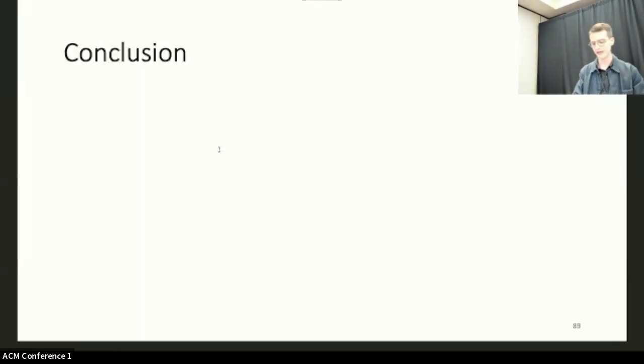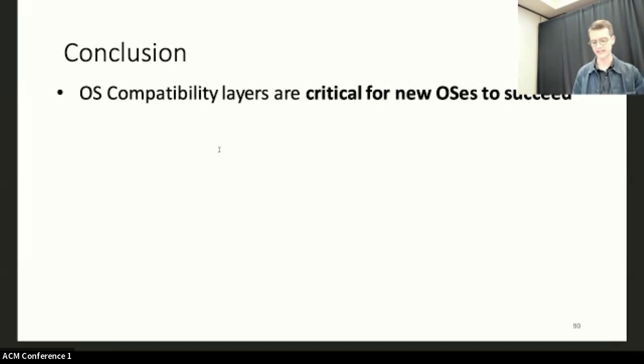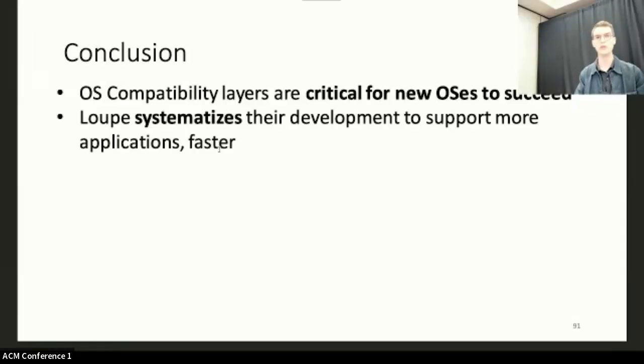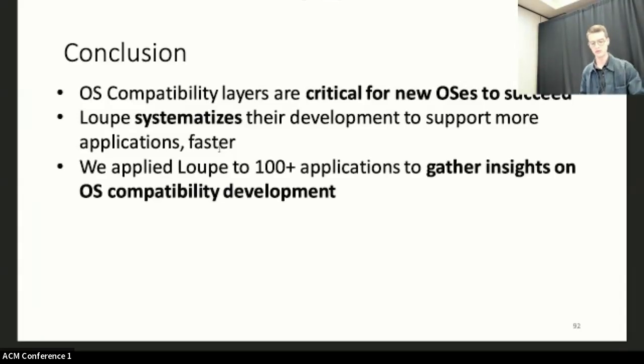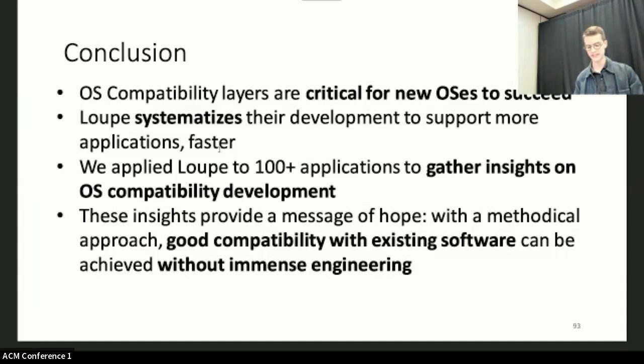To conclude, OS compatibility layers are essential for new OSs to thrive, but the current approach to develop them is inefficient and ad hoc. Loupe systematizes the development to support more applications faster. In this study, we applied Loupe to more than 100 applications to gather insights on OS compatibility layers. Overall, these insights provide a message of hope. Provided a methodical approach, good compatibility with existing software can be achieved without immense engineering.